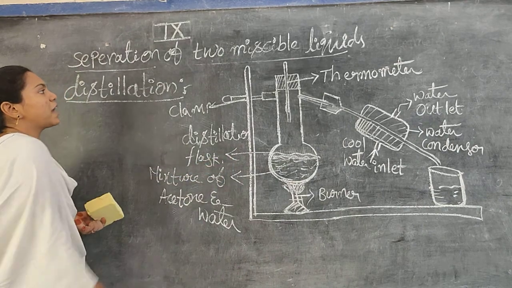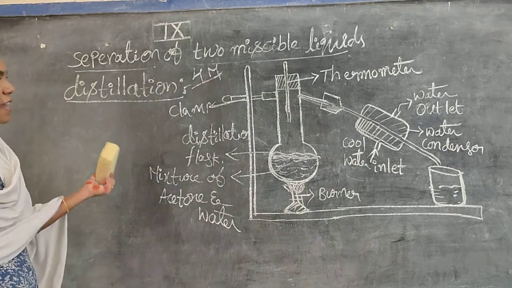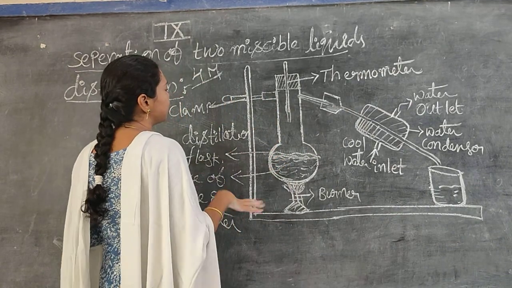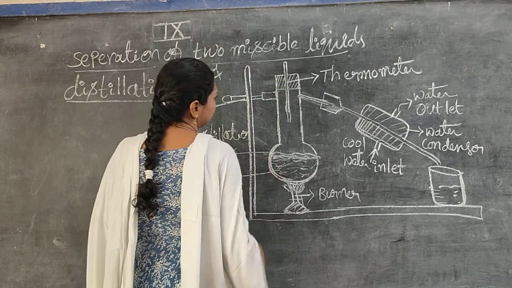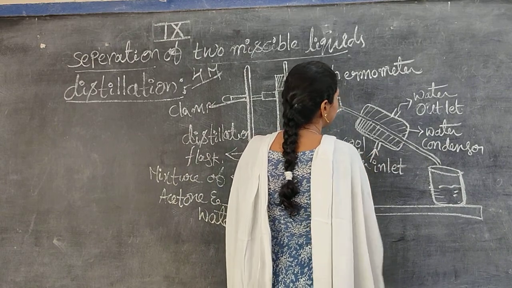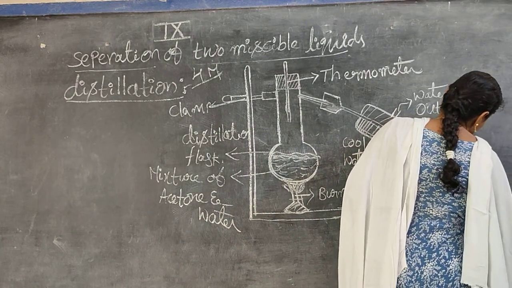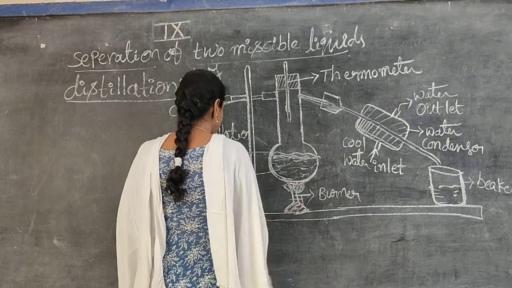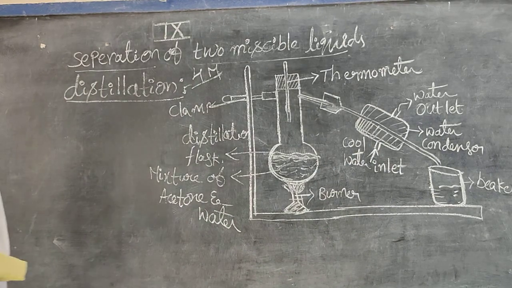A very important diagram for 4 marks. They ask only the diagram for 4 marks. Very important. Observe this diagram carefully. The materials here are the stand, clamp, distillation flask, one hole rubber cork, thermometer, and on the other side the condenser. Here is the water inlet, here the water outlet. Here is a beaker which collects the distillate. And also the burner. We heat the mixture of acetone and water. This is a very important diagram for 4 marks, the distillation process.